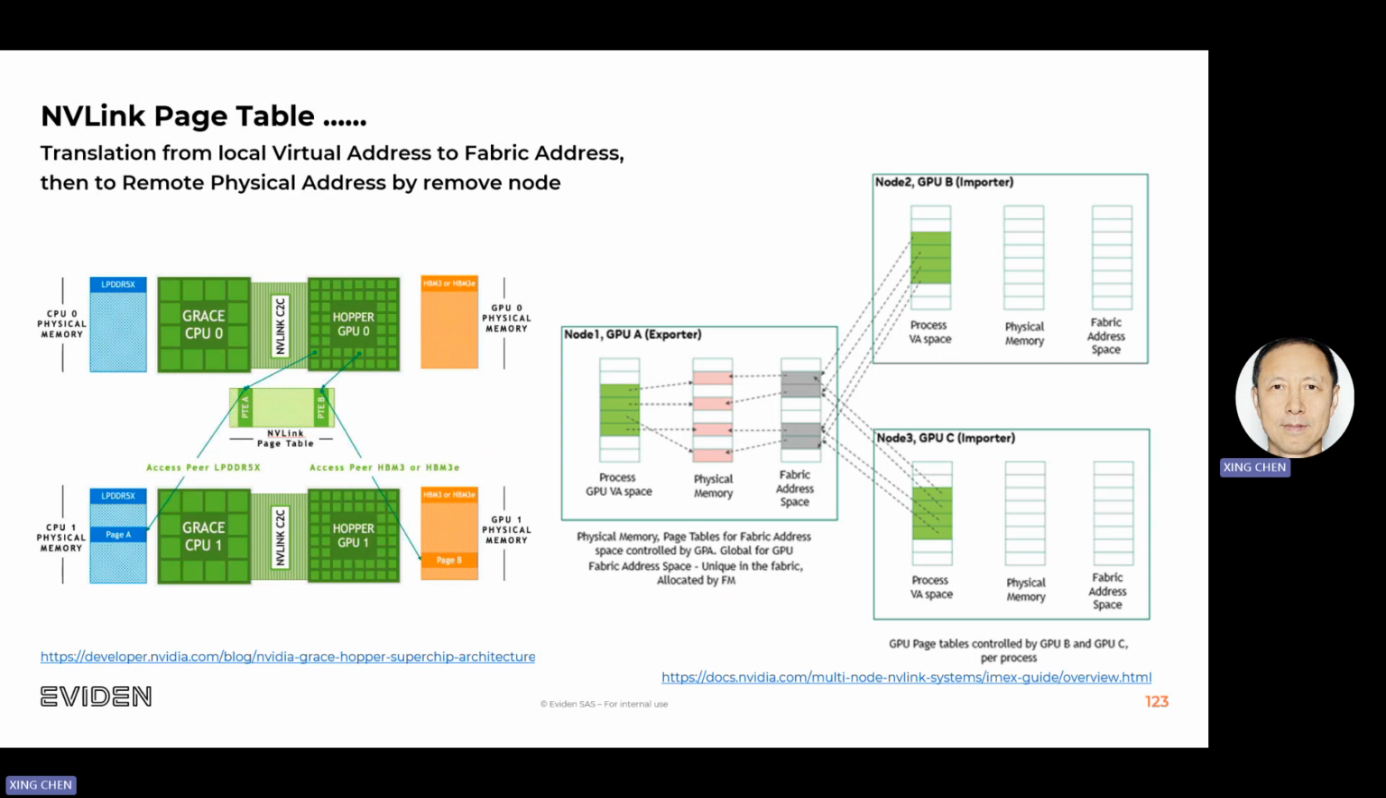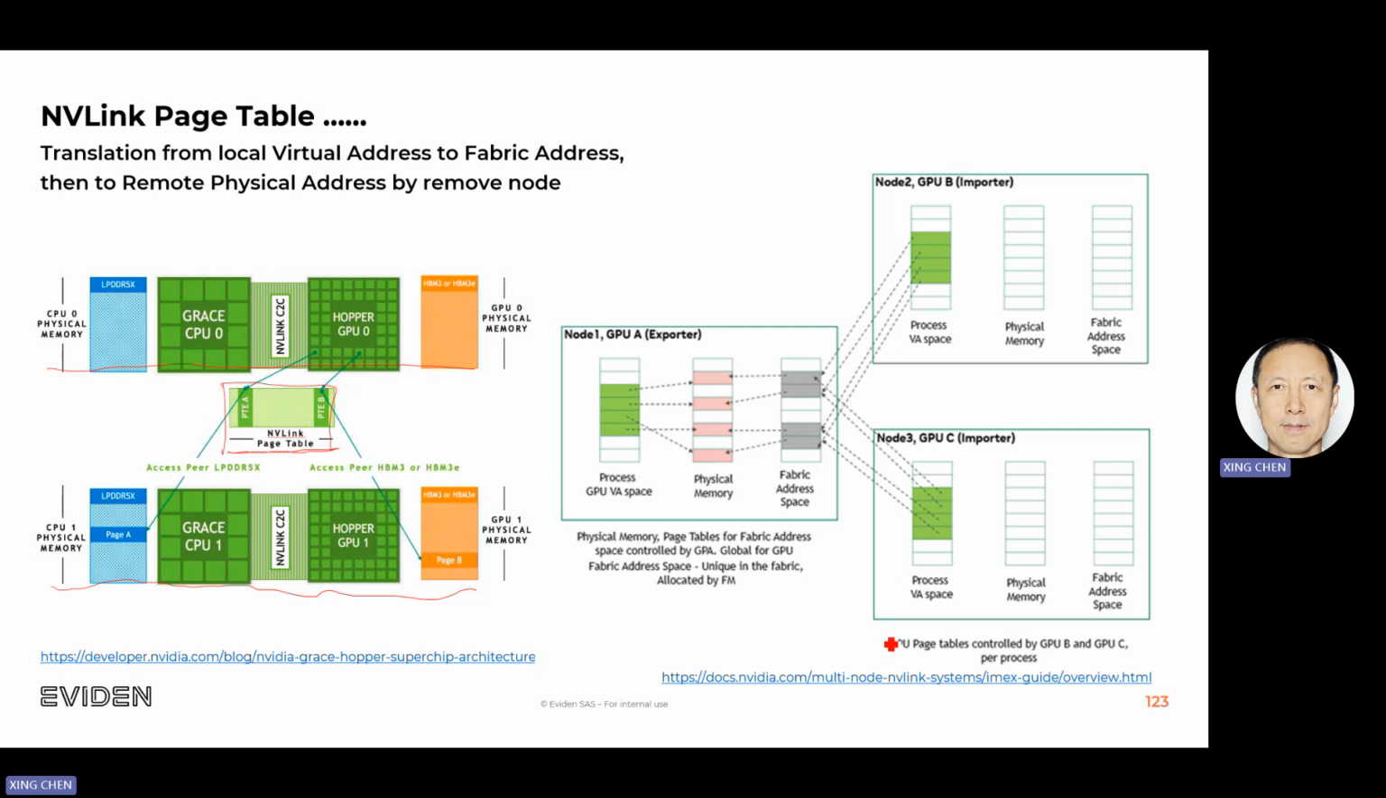Okay, we keep this one. We still have this NVLink page table. This is the NVLink page table. It's shared between all the nodes. So we are showing here, we have the first node, and we have the second node. These 2 nodes are sharing this NVLink page table. But what's this NVLink page table?